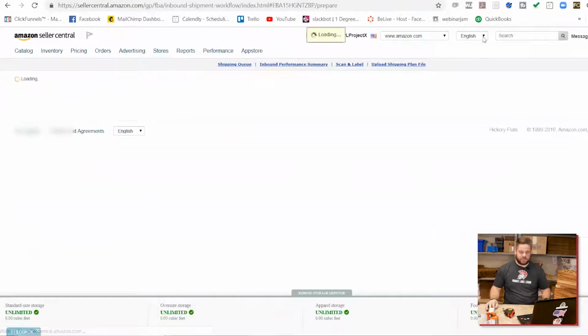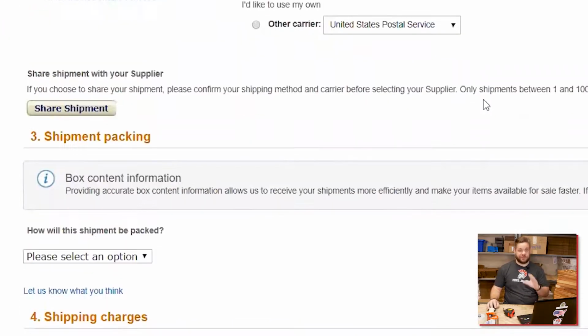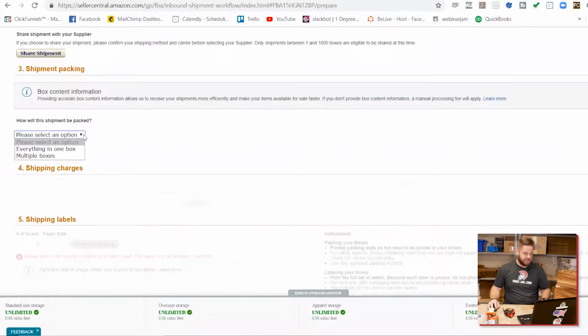All right, and then work on shipment. And again, super, super simple here. It's going to be a small parcel delivery, UPS. Again, we'll get into all of this on a later episode, so I know I'm rushing through it, but the point of this episode is to show you how to set up the test, not actually set up a shipment. So shipment's going to be packaged, everything in one box.